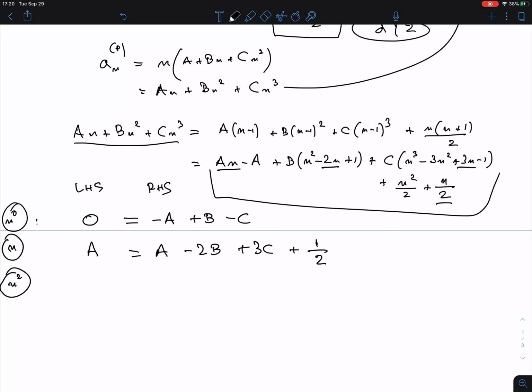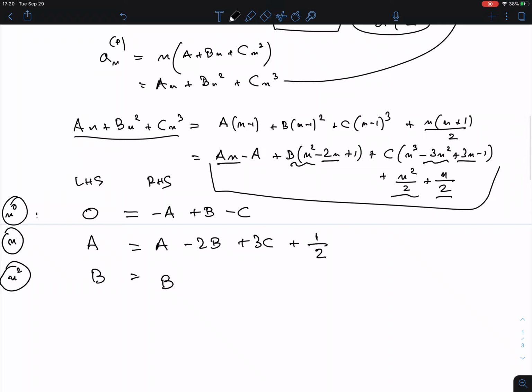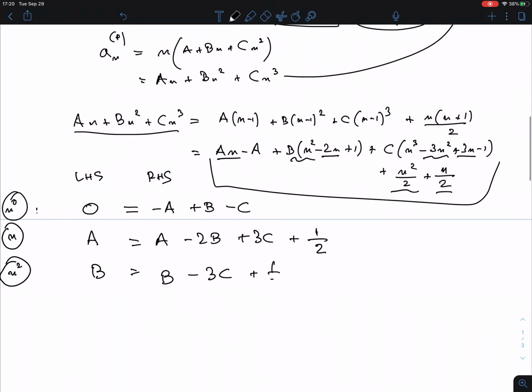The coefficient of n squared is b on the left-hand side. Here on the right we have b minus 3c plus a half again. And then finally the n cubed term: that's c on the left-hand side, and on the right-hand side there's also only one, that is c, and of course that's a void equation. So we have exactly what we wanted, 3 equations with 3 unknowns.